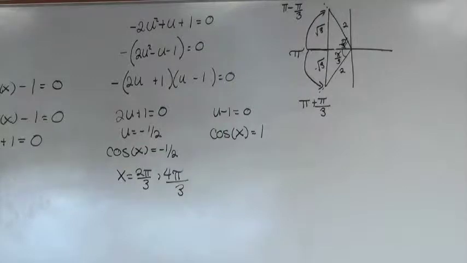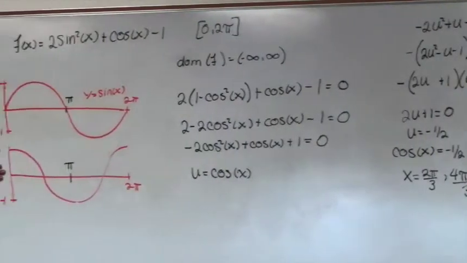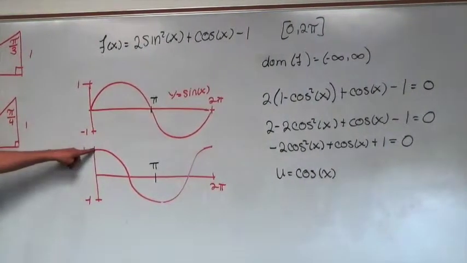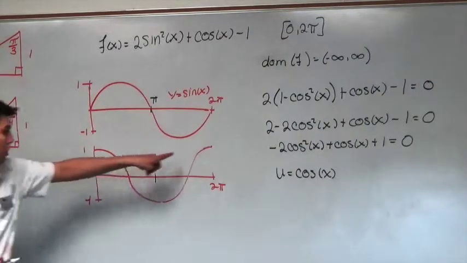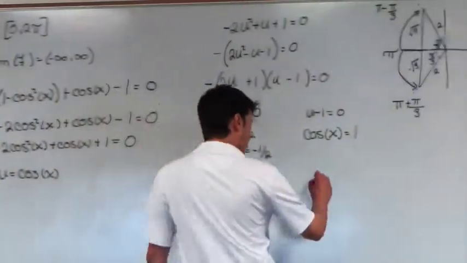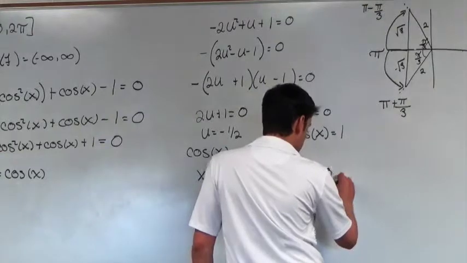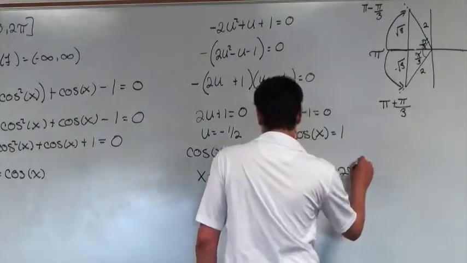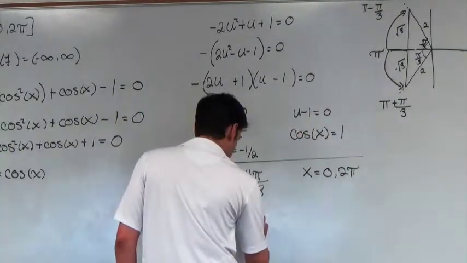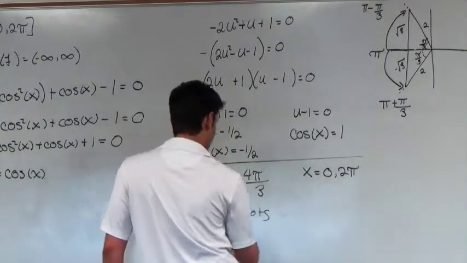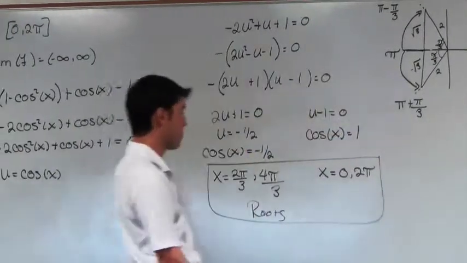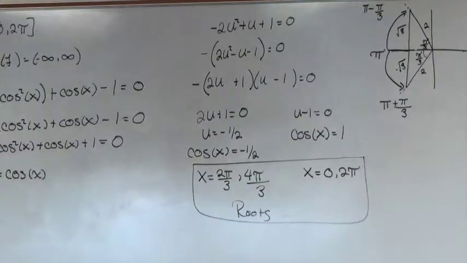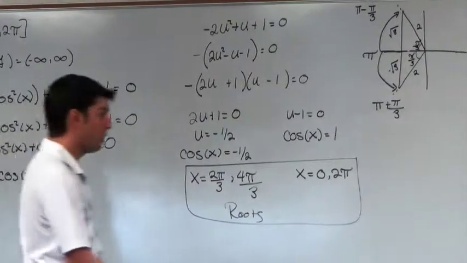All right, cosine x equals 1. Well, there's no triangle for that. You're going to need to know the graph. We see that cosine is 1 when the argument is either 0 or 2 pi. So cosine is 1 when x is 0 or 2 pi. So these are the roots. Plotting the roots on a number line.